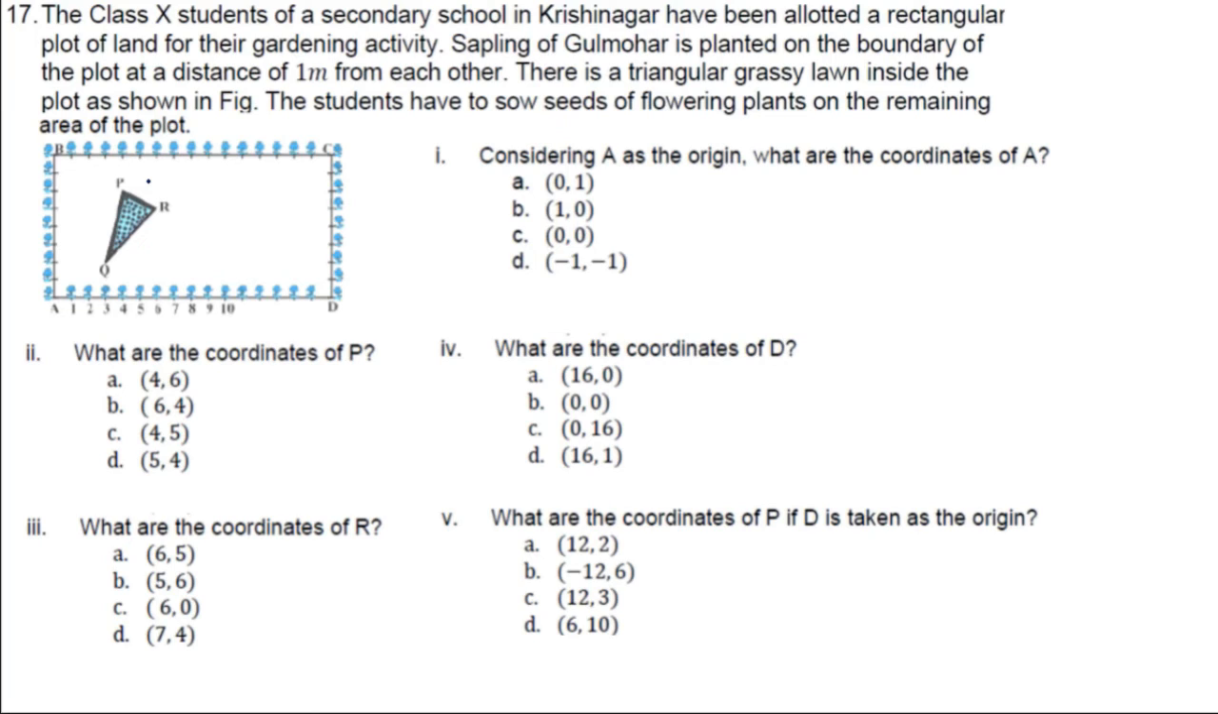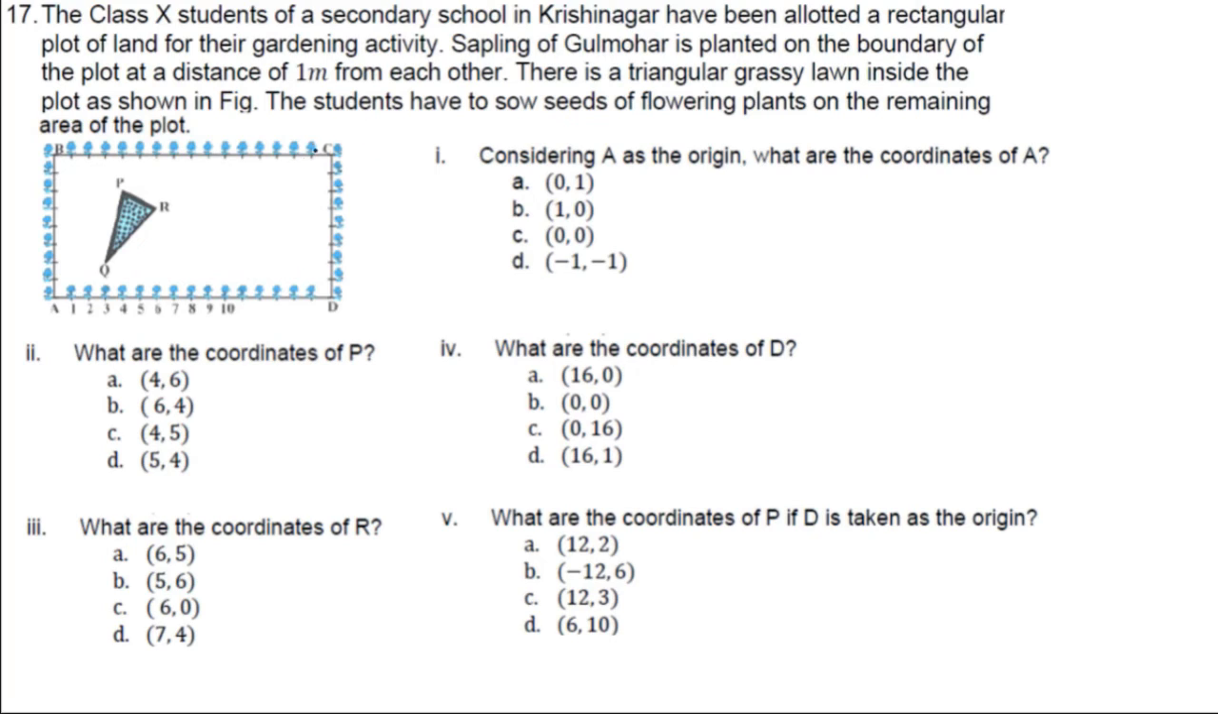Krishninagar have been allotted a rectangular plot of land for their gardening activity. Sapling of Gulmohar is planted on the boundary of the plot at a distance of 1 meter from each other. There is a triangular grassy lawn inside the plot as shown in the figure. You can observe this triangle PQR. This is a grassy land. The students have to sow seeds of flowering plants on the remaining area of the plot.